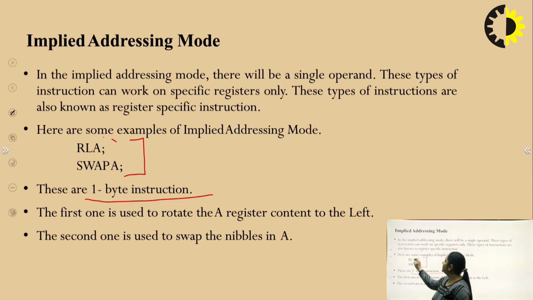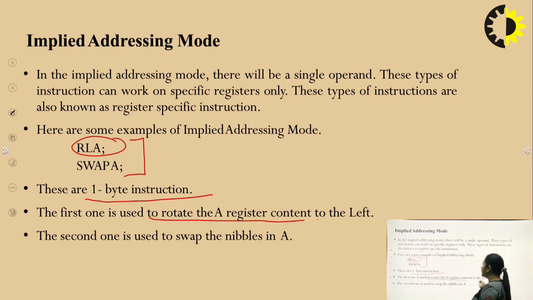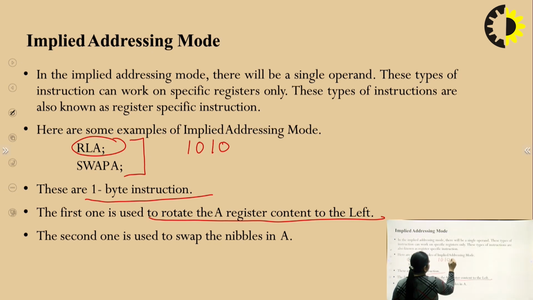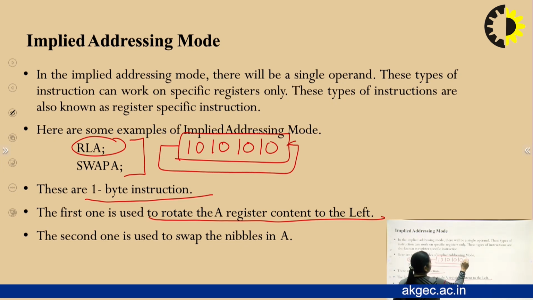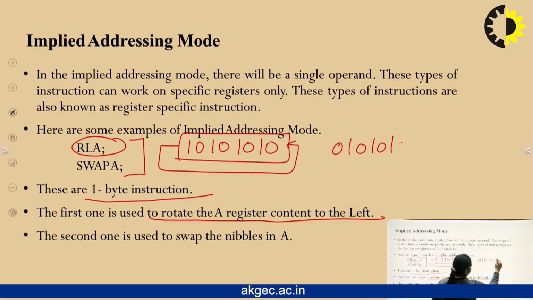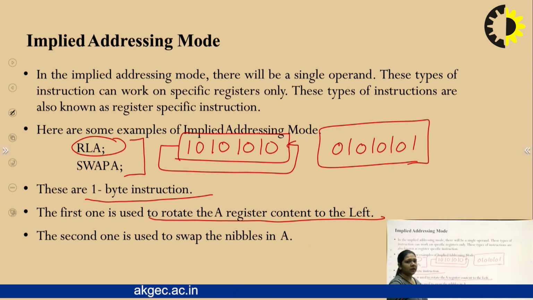So the first one, that is RL A, is used to rotate the accumulator register content to the left. Rotate accumulator left. For example, we can take an example for that. Suppose the accumulator is having these bits. If we rotate them to the left, all the bits will be shifted. It will be 0, 1, 0, 1, 0, 1, 0, 1. So the answer will be this after RL A.